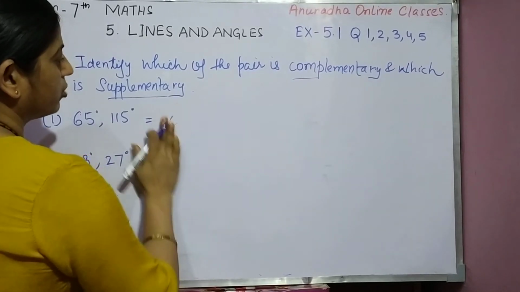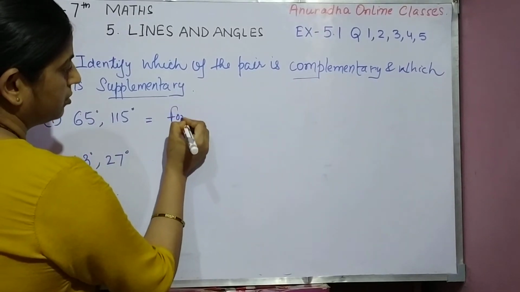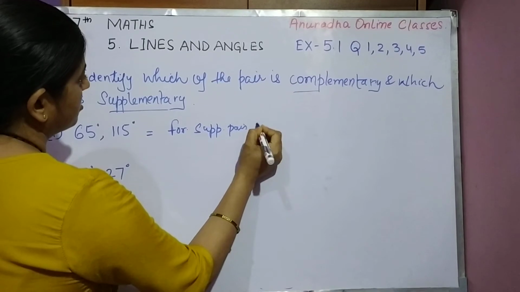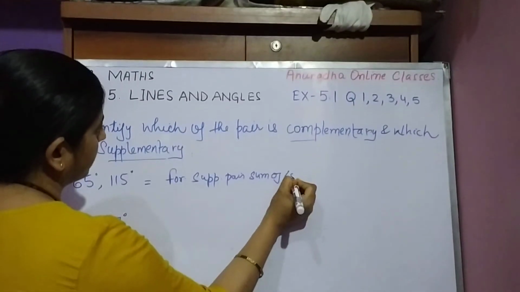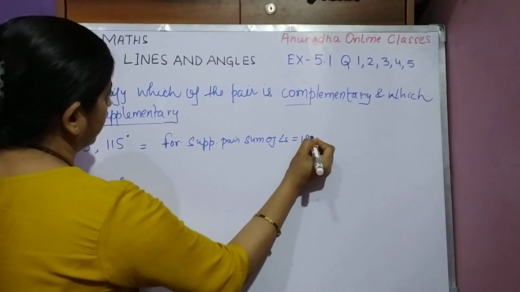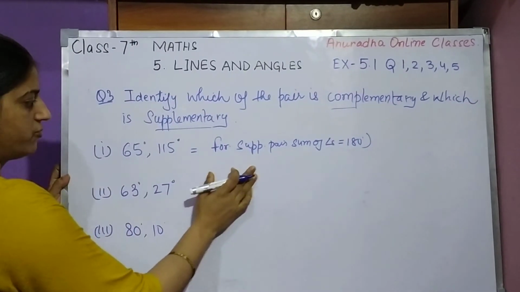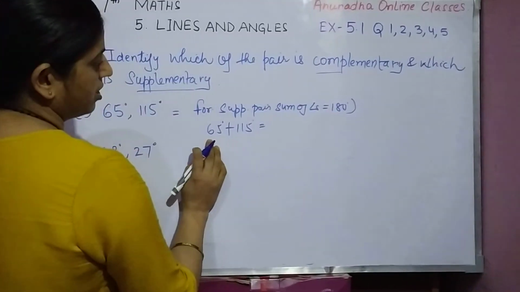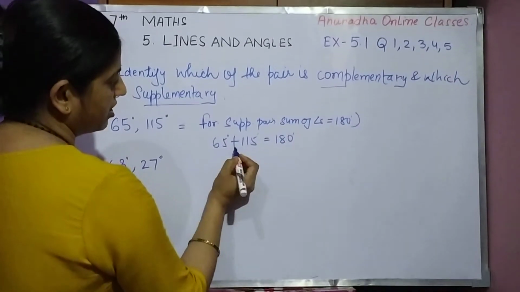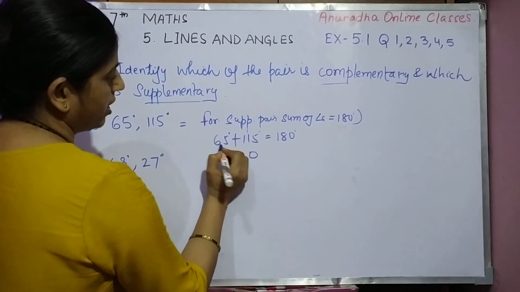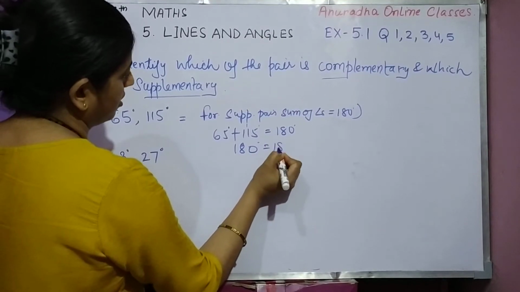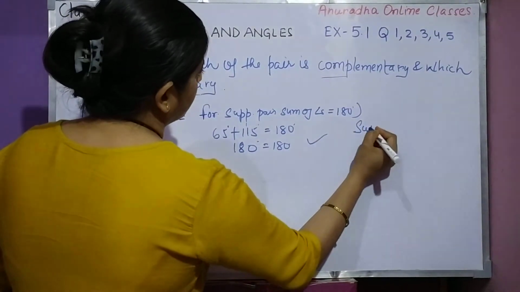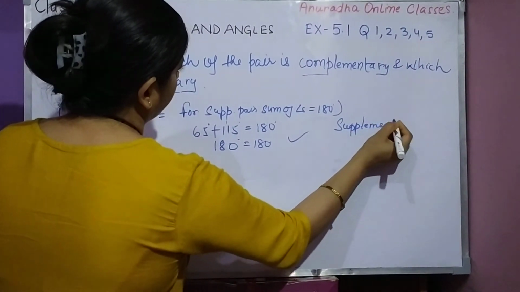65. We know that for a supplementary pair, the sum of angles must be 180 degree, right? This is the condition. Now just find out whether it is following the condition or not. 5 and 5 is 10, 0 carry 1, 2 and 8 and 1, 180 degree. So it is following the condition, so it is a supplementary angle pair.